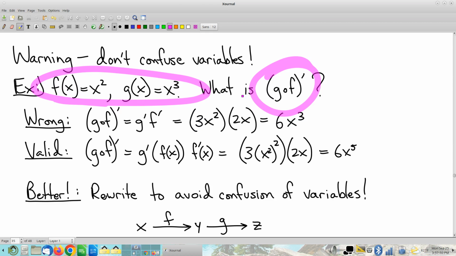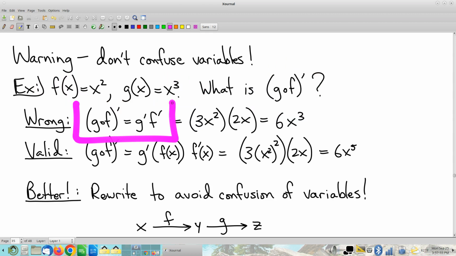So what's wrong is to be a little too casual with how you write down the chain rule, right? You're getting a little too happy about the fact that we know the derivative of a composition is the product of the individual derivatives. You just kind of write that down a little too fast and loose, and then say, all right, well, look, check it out. G prime is 3x squared, and f prime is 2x, and so on, and notice, wrong answer.